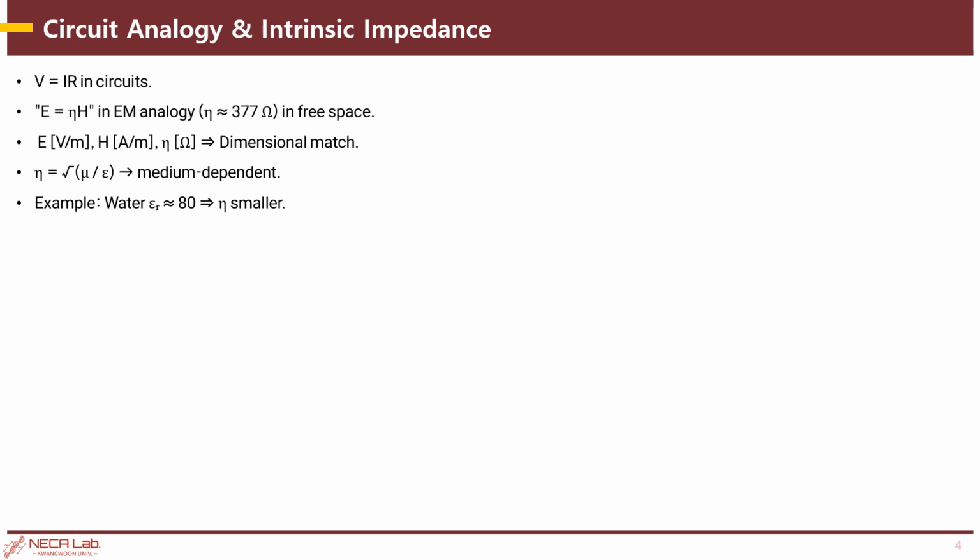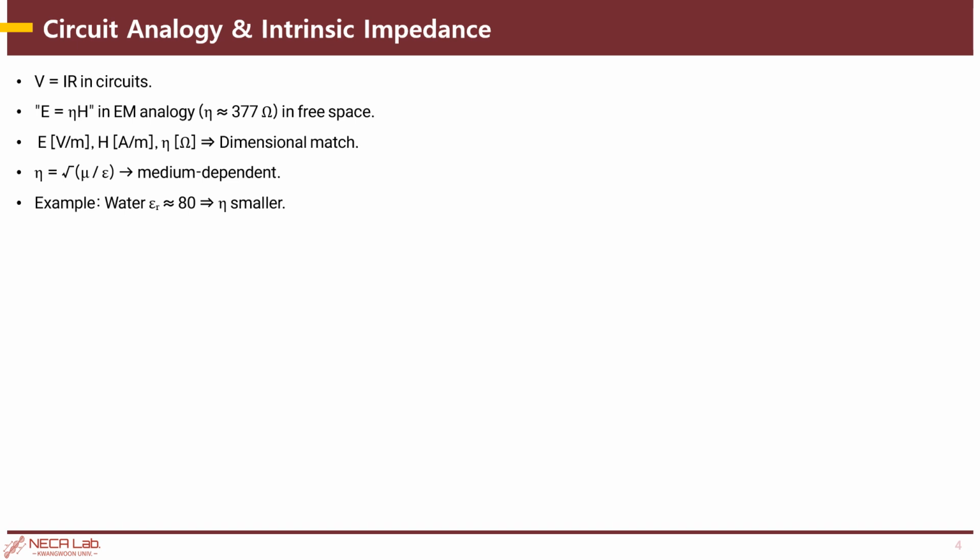Let's connect this to something we all know about. You all know circuits. In basic circuits, you use Ohm's law, V equals IR. Now, in electromagnetics, there's a similar relationship, E equals eta H, where eta is the intrinsic impedance of the medium. In free space, it's about 377 ohms.